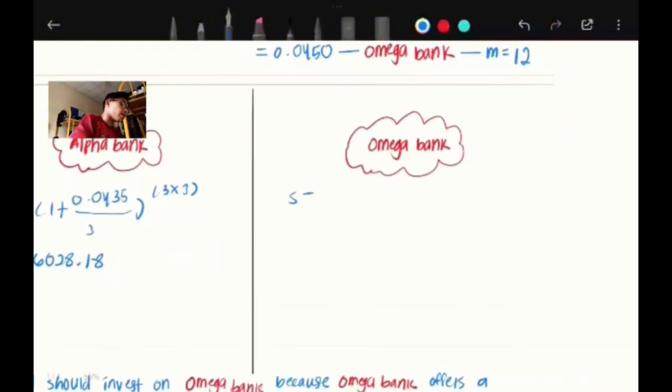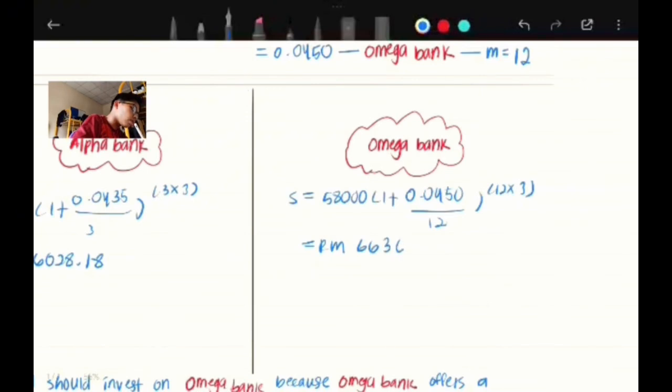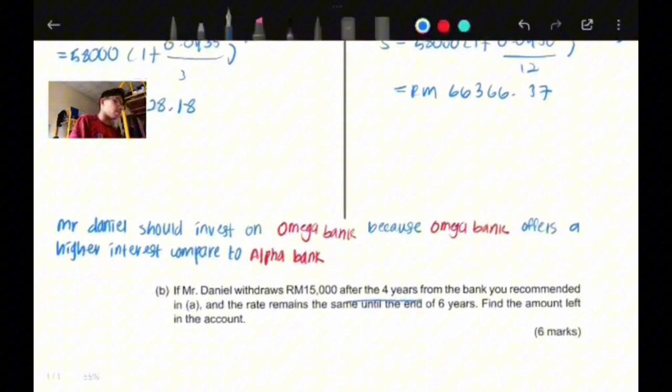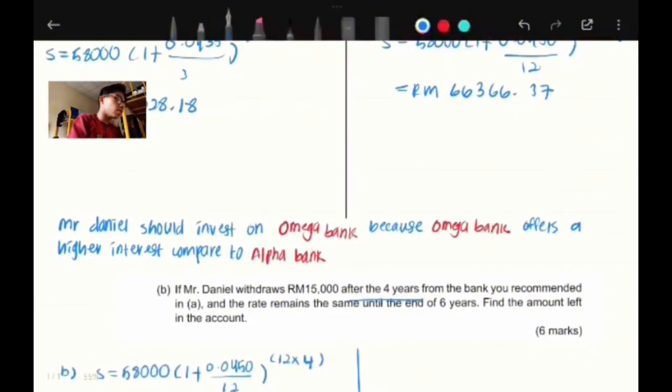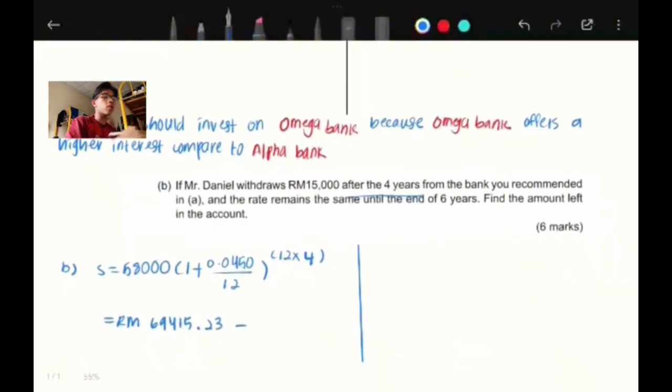Same goes for Omega Bank. Just substitute into the formula, and the answer you will get is 66,366 ringgit 37 cents. From now, Mr. Daniel should invest in Omega Bank because Omega Bank offers a higher interest compared to Alpha Bank.